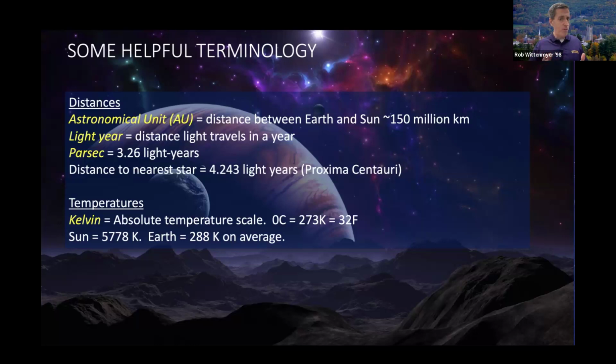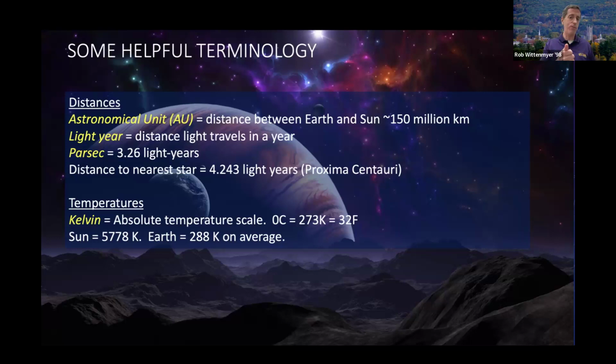Some terminology you might see, just a real quick start. Astronomical unit, we like talking in AU. So the Earth is at 1 AU from the sun. That's a good definition, especially if you're thinking about a planet that might be habitable. You want it to be around 1 AU. It's a good reference point. Light years, we've all heard about light years, but that's the distance light travels in a year. You'll hear about that a lot as well.